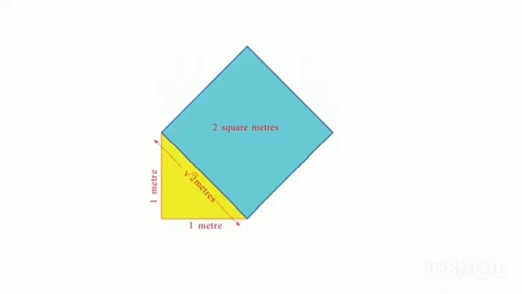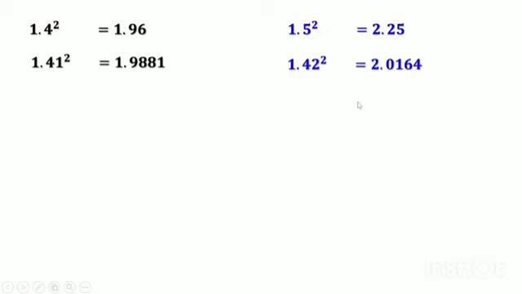We do this by finding fractions closer and closer to root 2. We know 1.4 square is 1.96, but 1.5 square is 2.25. Therefore, root 2 is in between 1.4 and 1.5. Now let us take 1.41 square, that is 1.9881. But 1.42 square is 2.0164. That means the value of root 2 is in between 1.41 and 1.42.